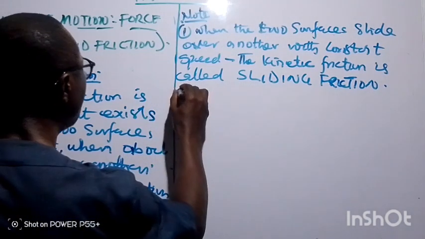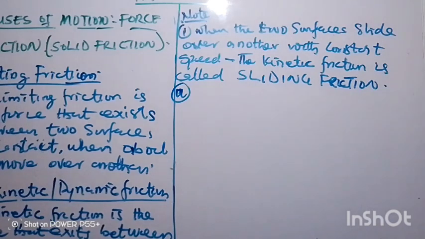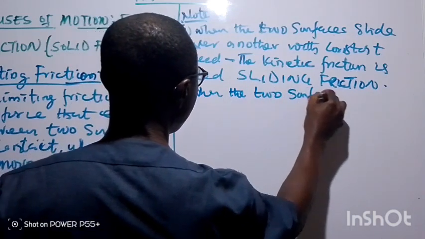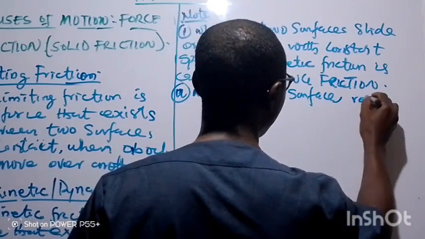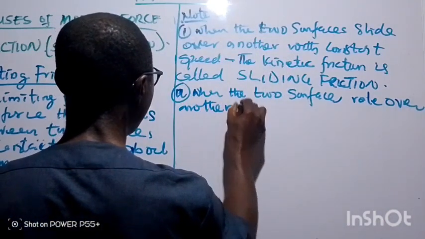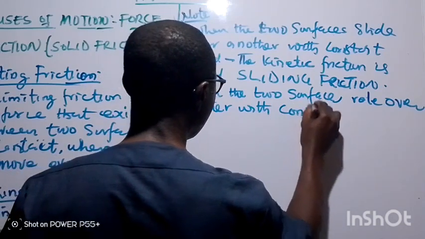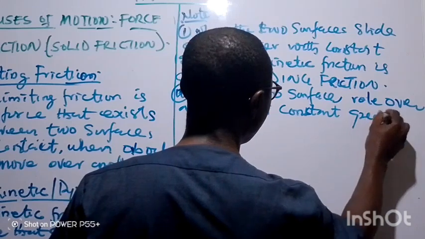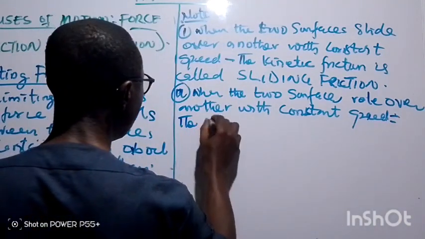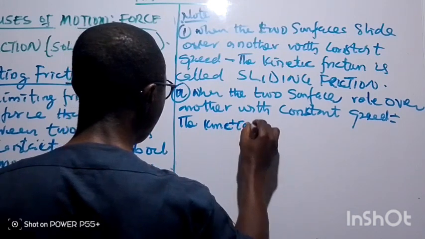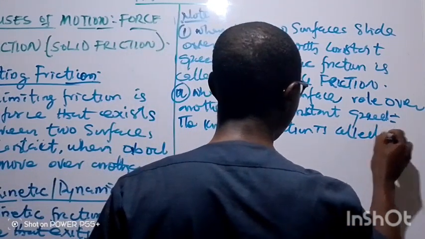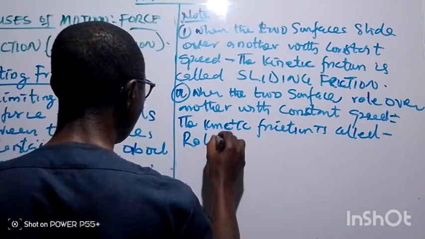Note 2. Roman figure 2: when the two surfaces roll over another with constant speed, the kinetic friction is called rolling friction.